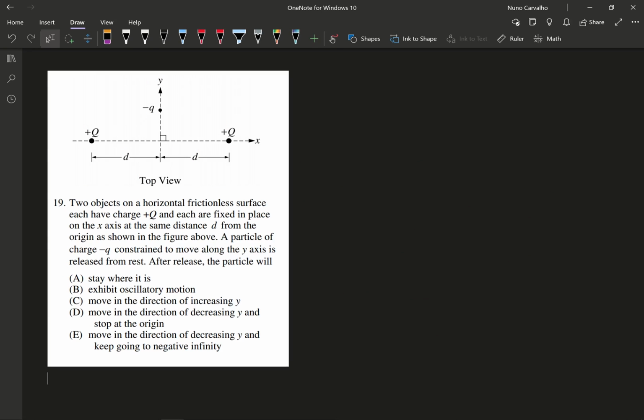Number 19, we're told that two objects on a horizontal frictionless surface each have a charge of plus q, and each are fixed in place on the x-axis at the same distance d from the origin as shown in the figure above. A particle of charge negative q constrained to move along the y-axis is released from rest. After release, the particle will, well, first let's think about the force that it will be experiencing.